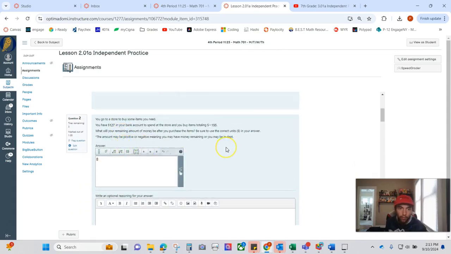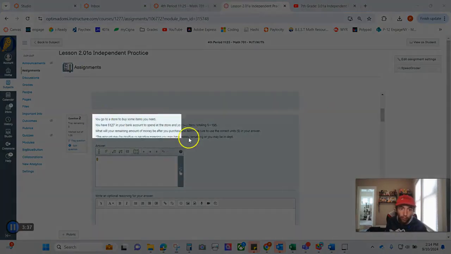Question 2. You go to the store to buy some items you need. You have $127 in your bank account to spend at the store, and you buy items totaling $195. What will the remaining amount of money be after you purchase items? Be sure to use correct units, dollar signs in your answer. The amount may be positive or negative, meaning you have money remaining or you may be in debt. Oh, okay. Or no, we might be in debt. Bad.